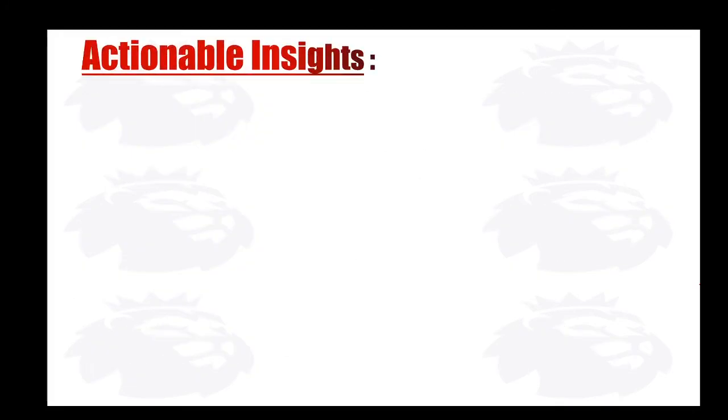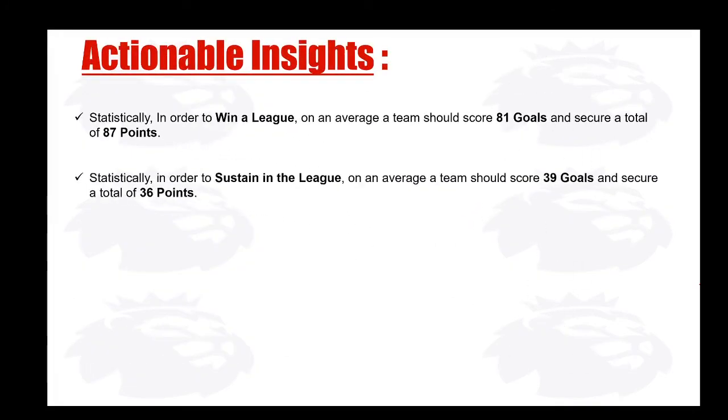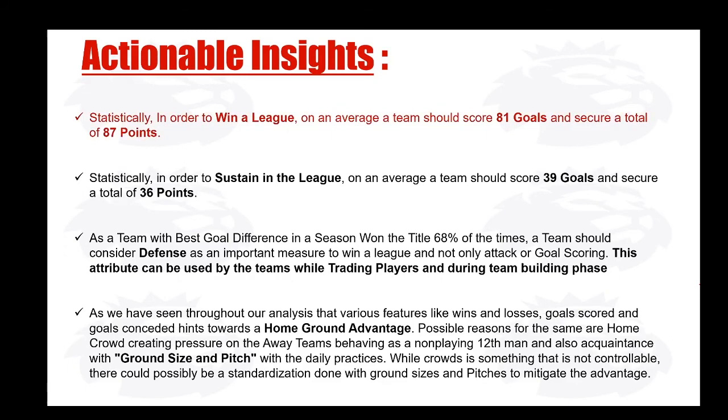Now let's look at some of the actionable insights that we could derive from here. Statistically, in order to win the league, on average a team should score 81 goals and secure 87 points. Similarly, to sustain in the league, they should score around 39 goals and secure a total of 36 points. Now, as the team with the best goal difference won 68% of the times, a team should consider defense as an important measure to win the league. This attribute can be used by the teams while trading players and during the team building phase.